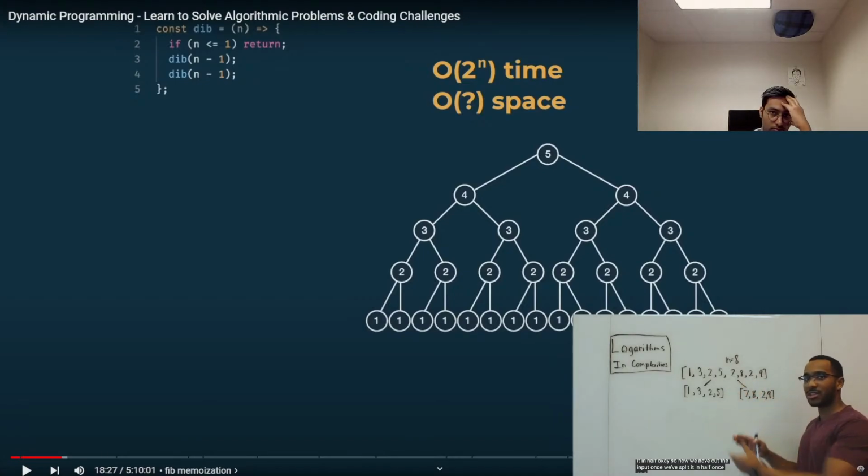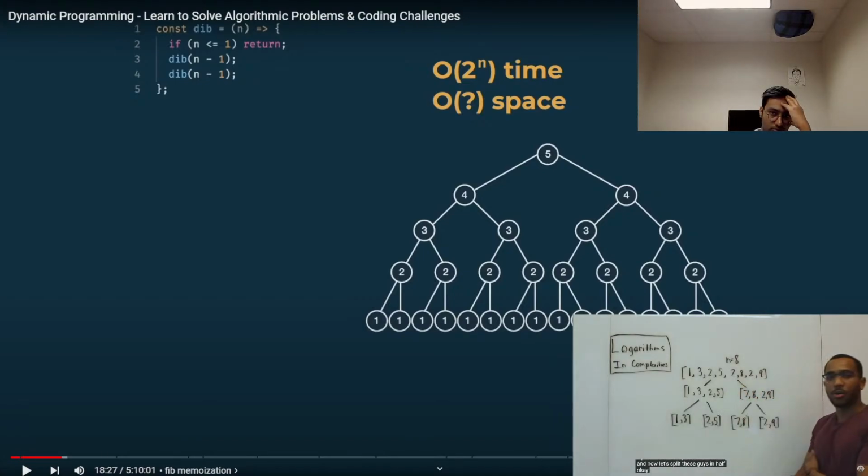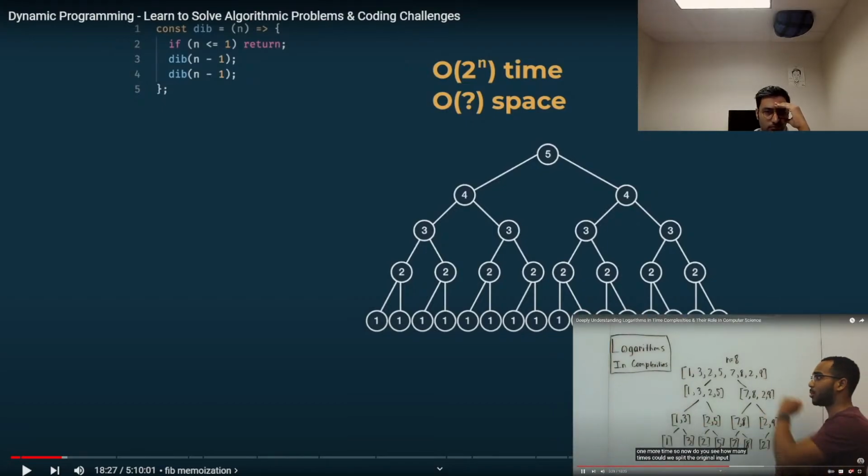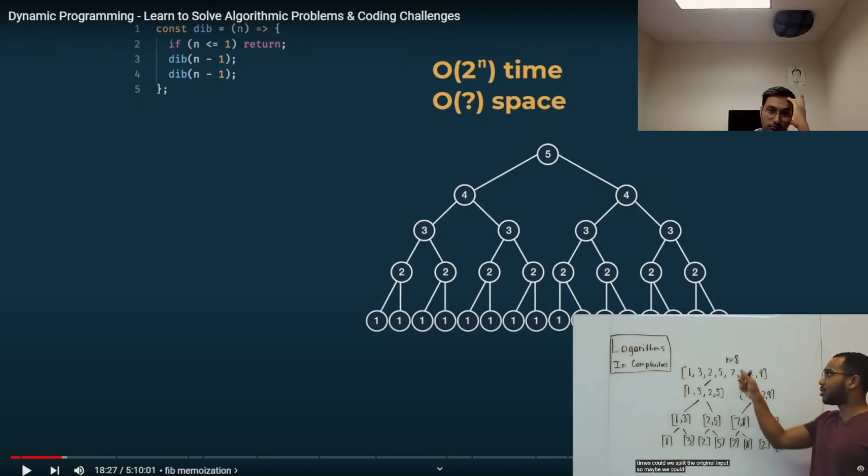We've split it in half once, and now let's split these guys in half. Okay, so now we see we are 2 levels deep. So how much farther can we go? Let's split these guys and split the original input. So maybe we could use this. Maybe this was a helpful hint I gave you.